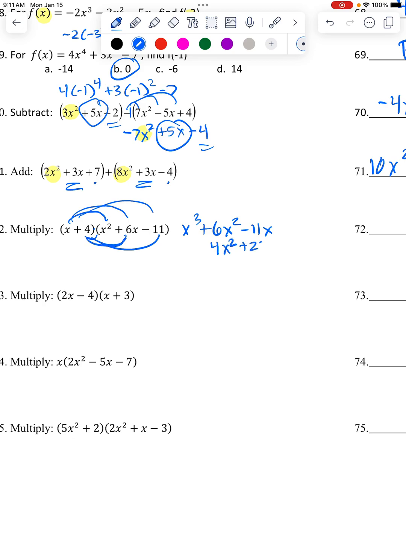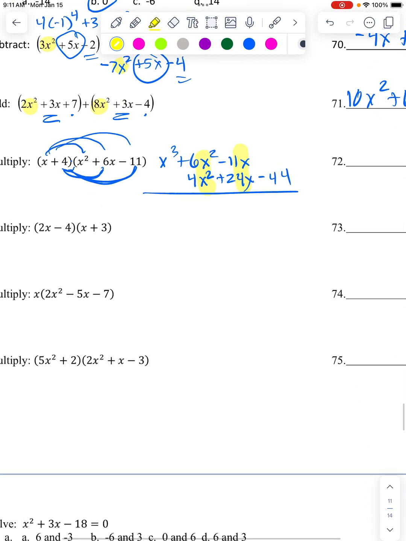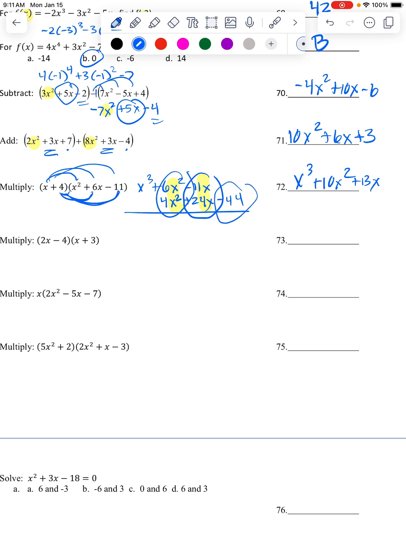4 times 6x is 24x. 4 times -11 is minus 44. Then I can combine my like terms easier than if I have them in a big long row. So if I do that, I'm going to have an x cubed. Here I'm going to get a 10x squared. Here I'm going to get a 13x because one of them's negative. And then I have my minus 44.